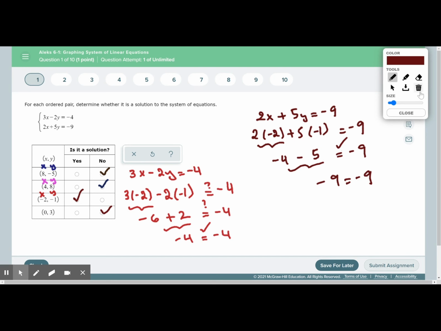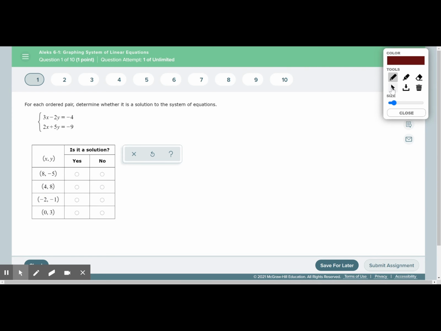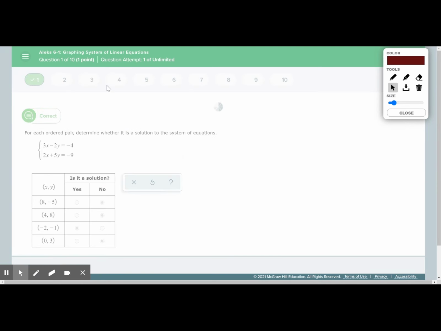All right, so I need to clear this up and select my solution. No, no, yes, and no. Check. All right, we're heading to number 2.